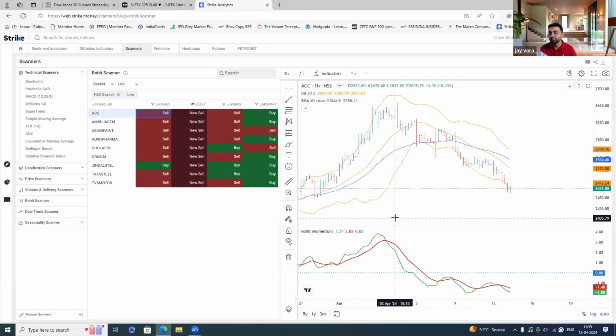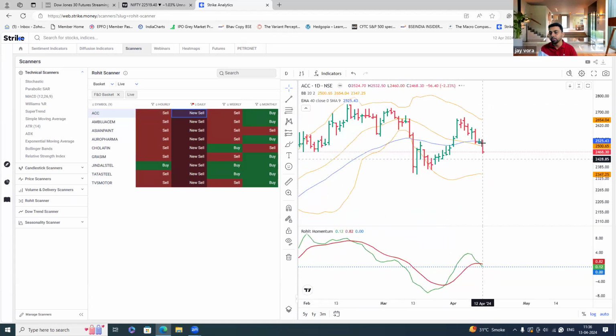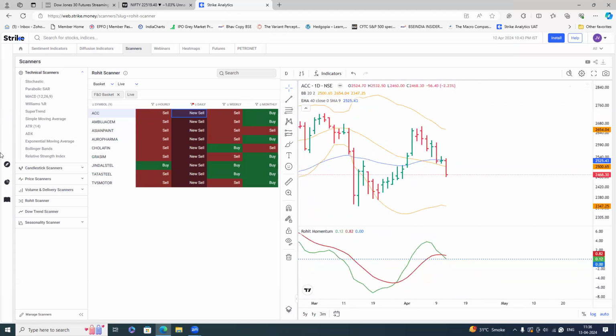Different platforms do it differently. Some do it from 9:30 to 10:30 or so. The approach that we have followed is 9:15 to 10:15 is one candle. Daily means 1 day candle, but within 1 day, whatever activity has happened, you will be able to see. Okay, great.